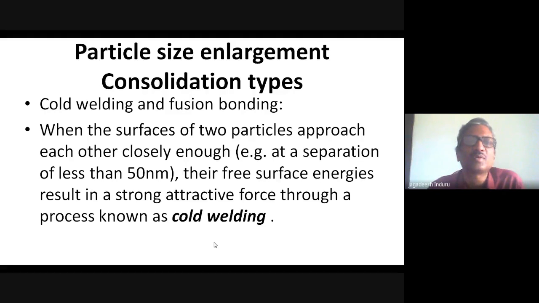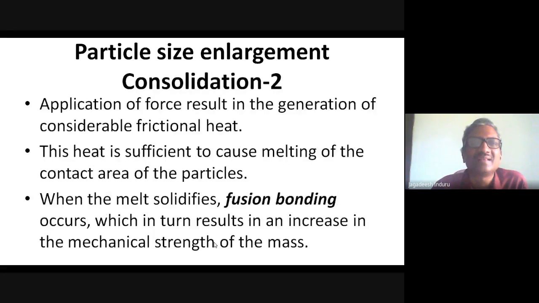And the second approach is fusion bonding. In fusion bonding, what is happening? This is a consolidation too. Application of the force results in the generation of considerable frictional heat. When you are applying the force repeatedly, your punch is moving up and down, and the die is getting friction, and the powders are sliding and getting friction. Because of that, you are going to get frictional heat. The frictional heat is sufficient to cause melting of the contact area of a particle.